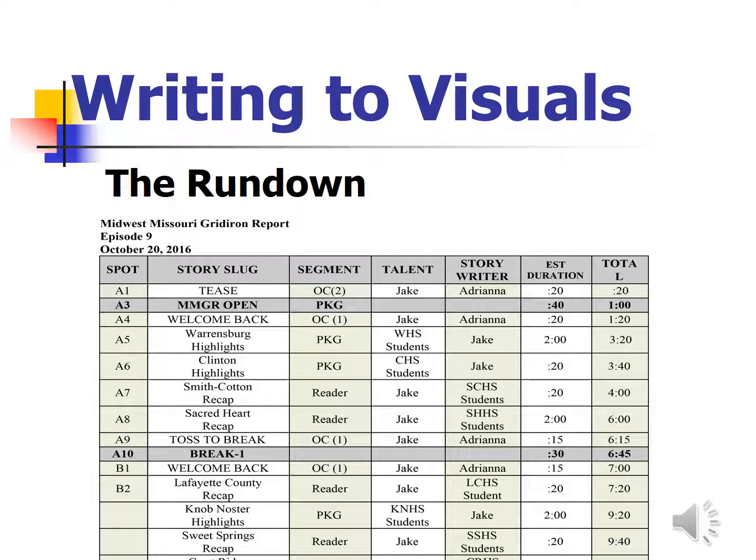Notice in this example that for the Clinton highlights, Clinton students are the talent, but Jake is the story writer. This just means that the students at Clinton High School produced the package, but Jake wrote the part of the script to tease the package and then toss to it. The estimated duration column indicates how long each segment should run, and the total column indicates the total length of the show to that point.